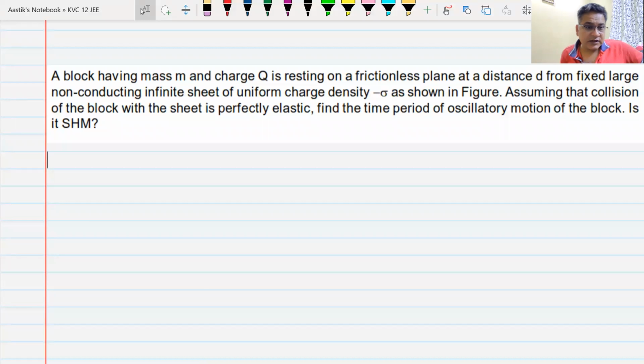A block having mass m and charge q is resting on a frictionless plane. He's chilling out, like you guys, at a distance d from a fixed infinite non-conducting sheet of charge density sigma, as shown in the figure. So I have to also show you the figure. Since it's given as shown in the figure, I have to show you. So here comes the figure.